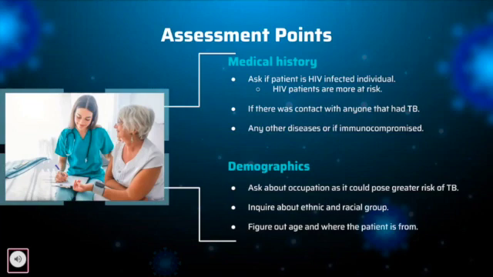Are they maybe more at risk from working in a lab? These are all things to ask the patient and also to figure out about their ethnic and racial group. Sometimes that can give us a bit more information with what we're dealing with. The age of our patient and where the patient is from are also really key points. For example, if you have a patient who recently moved to the US in the past 5 years, the country that they are from may have more cases of tuberculosis. These are all questions that are important for us to be asking our patient.